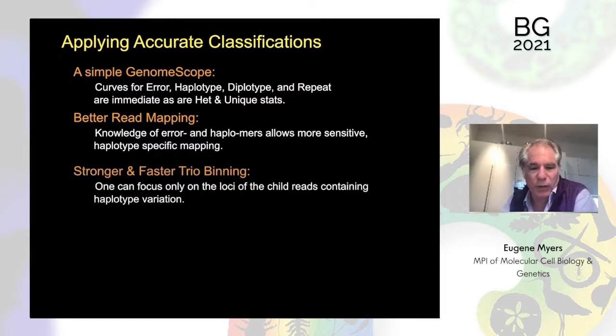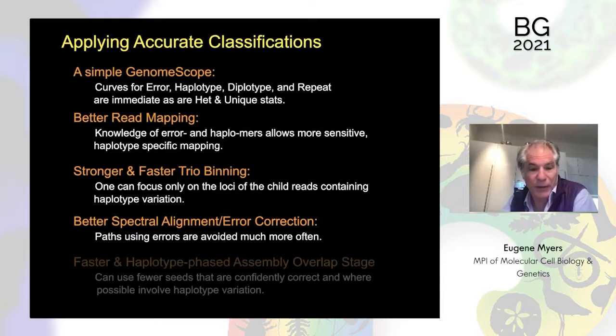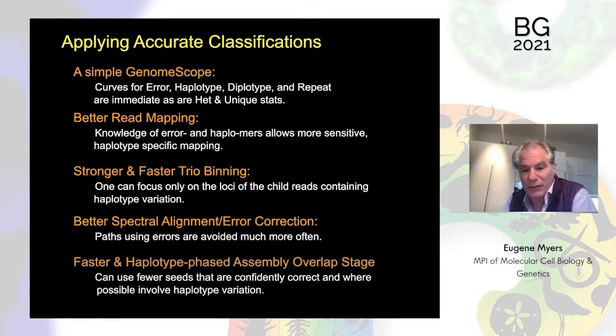For trio binning, one needs to only focus on the haplotype-specific sites within each child read. And for spectral alignment, it's simply a matter of avoiding the paths with error k-mers, which we know quite reliably. And finally, as for the read mapping, assembly overlap can be faster and phase sensitive.